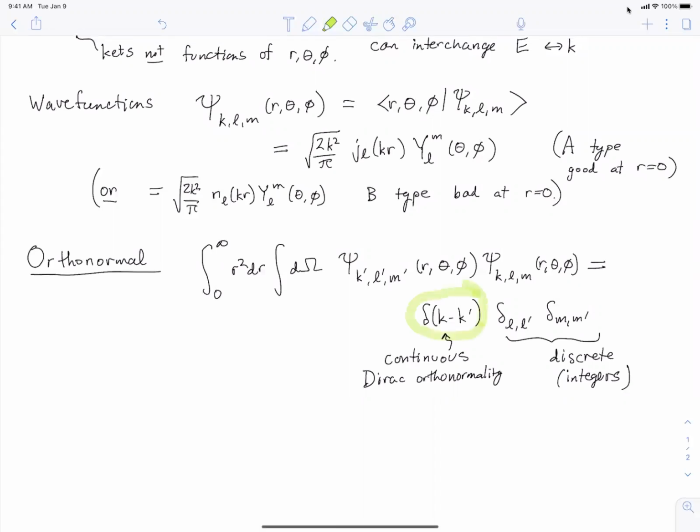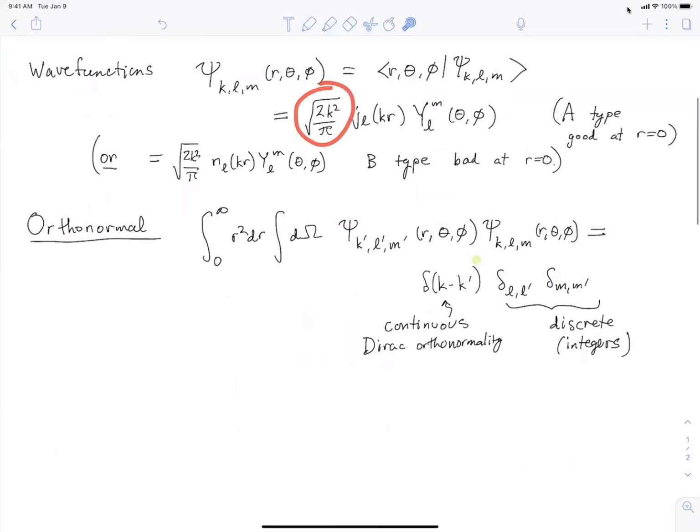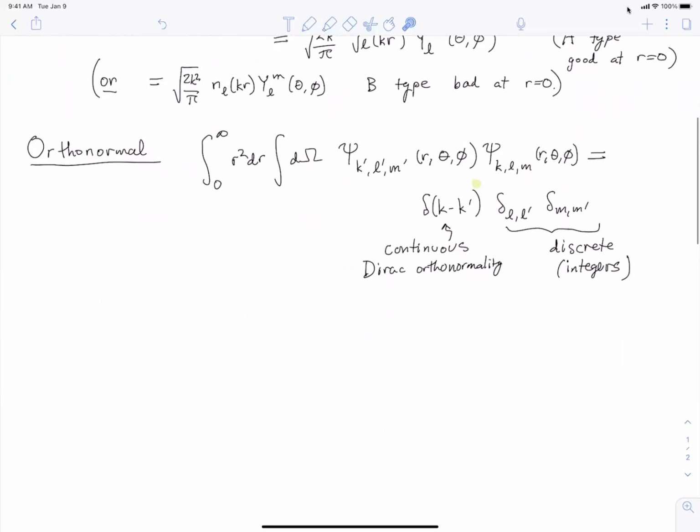And again, a reminder of the fact that it was a delta function in k rather than a delta function in E has to do with the fact that we chose our normalization here to make it be true. That's why we chose this particular normalization, so that this would come out as a delta function in k rather than a delta function in energy, which we could have done. That would have been another valid choice. So that's the orthonormality condition. And then there was completeness, which you can write in a variety of ways.